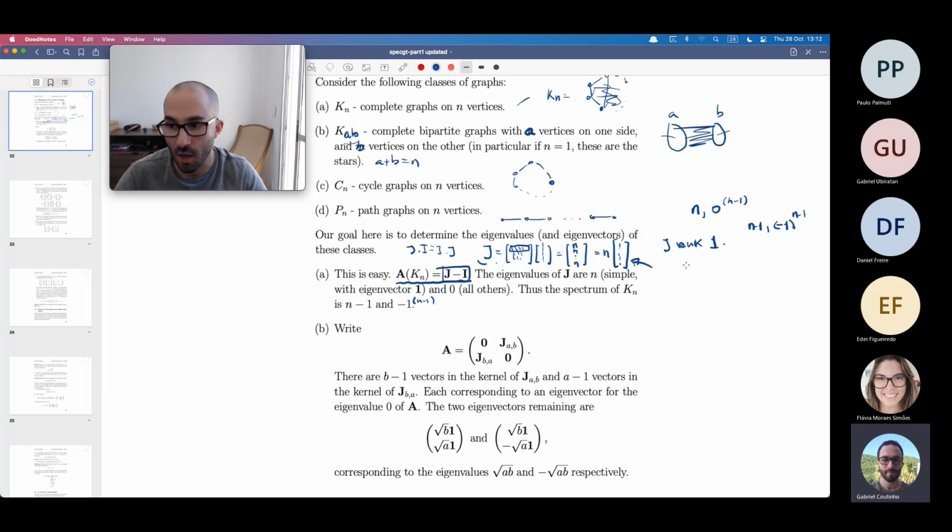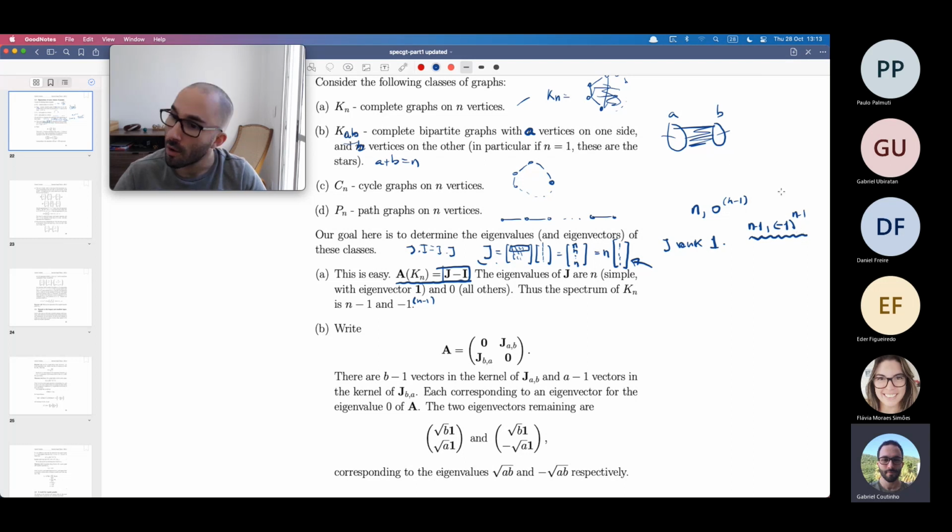And you have exactly a subspace of dimension n-1, which is orthogonal to the all ones vector. All right. So this is the spectrum of the complete graphs. Right. So the complete graphs are also essentially the only graphs that contain only 2 distinct eigenvalues.